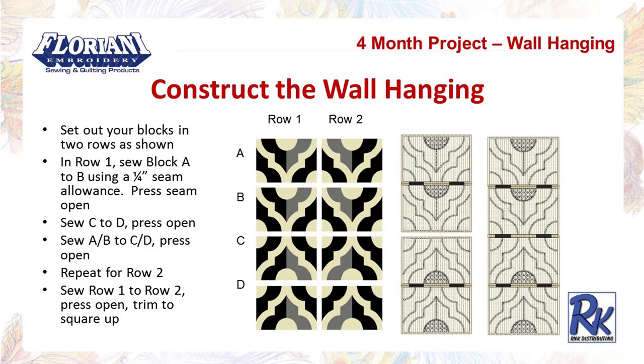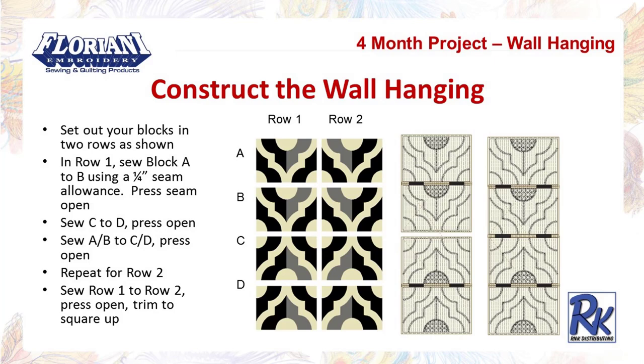Next, you'll want to set out your blocks in 2 rows as shown in the diagram here. In row 1, you want to sew block A to block B using a 1/4 inch seam allowance and press the seam open. Then repeat that by sewing C to D. Then finally sew the 2 sections you just made, your AB and CD sections, together, again using a 1/4 inch seam allowance, and press open.